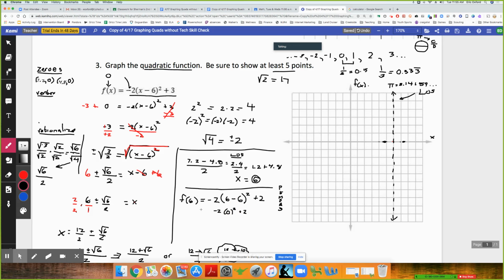Okay, so we have f of 6. What's 0 to the second power? Because that's exponents. Yeah, we're dealing with 0. Then we have multiplication. What's negative 2 times 0? Nope. No, what's 1 times 0?